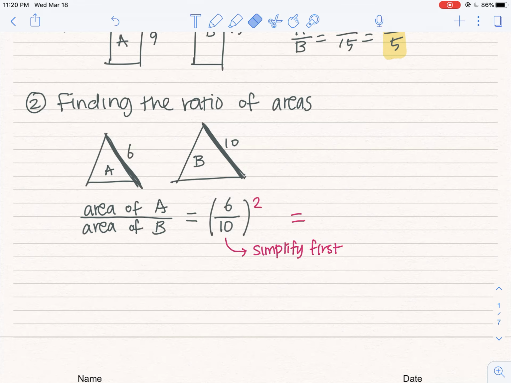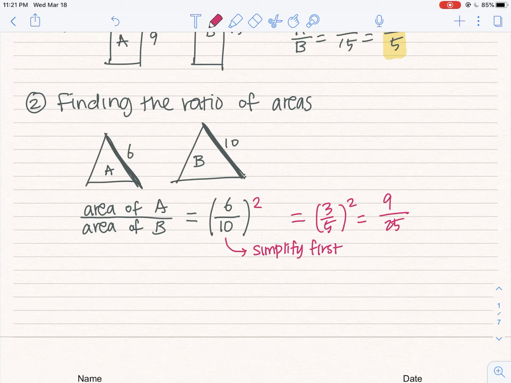So it's going to be 3 over 5, and then to the power of 2. 3 times 3 gives you 9, 5 times 5 gives you 25. So the ratio of the areas is going to be 9/25. So if you have two different shapes, the smaller one is going to have 9, this bigger one is going to have 25 as a ratio.